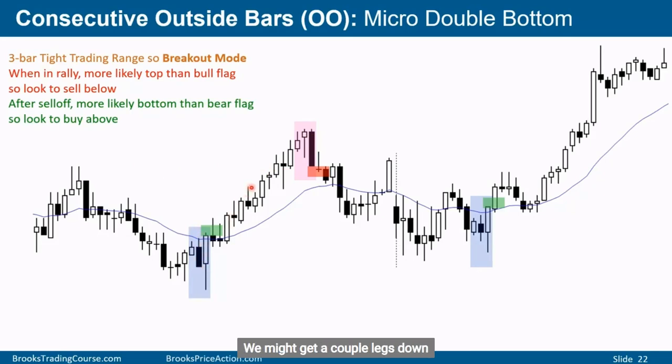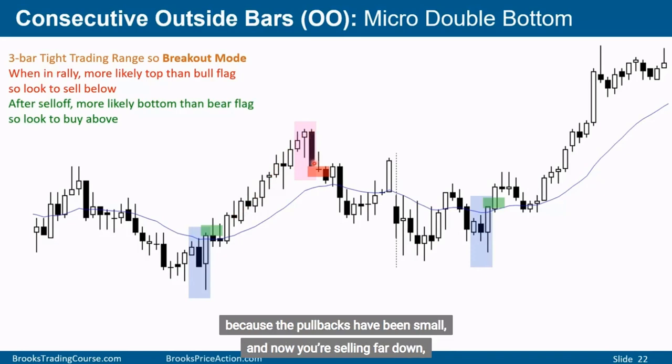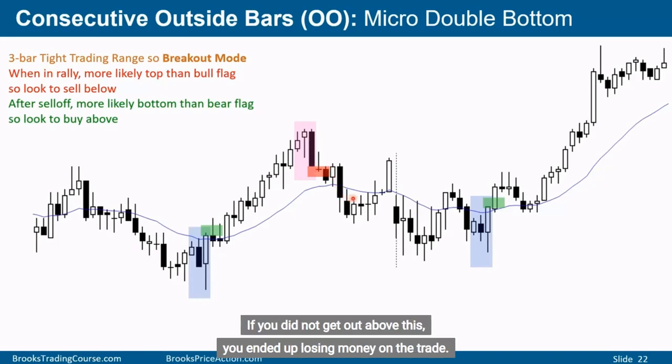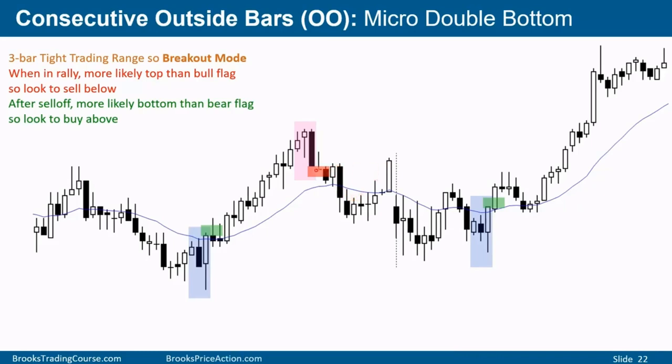You might get a couple legs down. And we did. One pullback, two at the end of the day. The math is not great. If you're in a small pullback bull trend, you don't want to be selling far below the high because the pullbacks have been small. And now you're selling far down and it might be the end of the pullback. So yes, it's a possible top, but that is not a great looking trade. You got a couple legs down. If you did not get out above this, you ended up losing money on the trade.